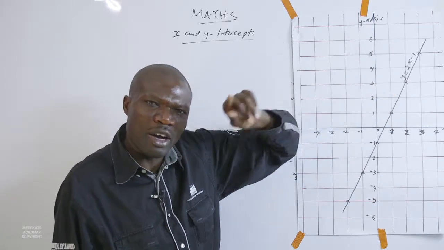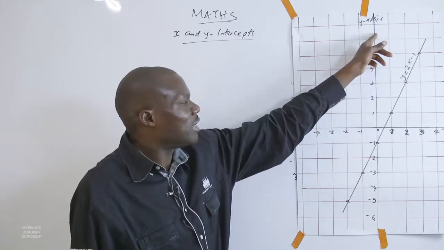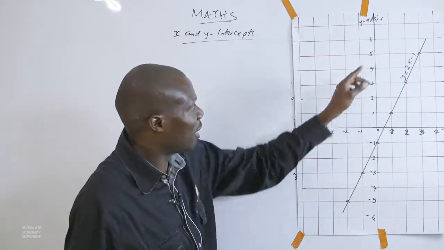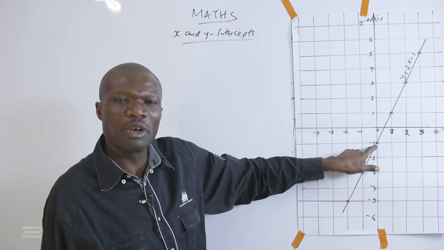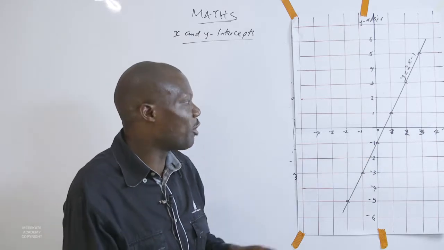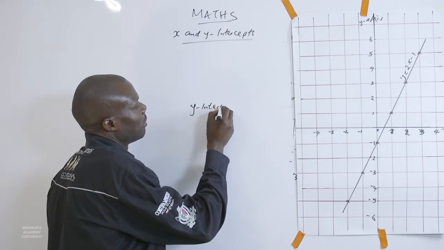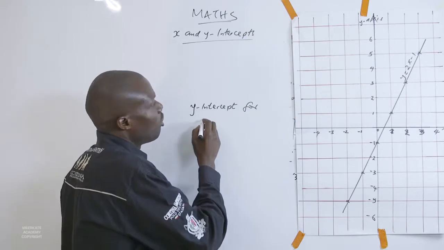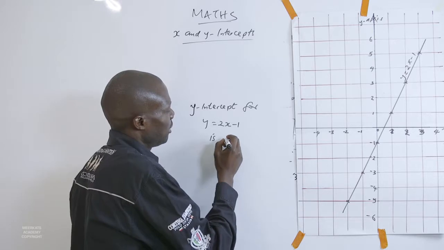So we are looking at the line we have plotted, the graph we have plotted. Where does it touch the y-axis? That point where it touches the y-axis is what we shall call the y-intercept. And when you look at it very clearly, it is here. It cuts the y-axis at the point where the value of y is -1, but the coordinate for x is 0. Therefore, in our equation, the y-intercept for y equals 2x minus 1 is -1.